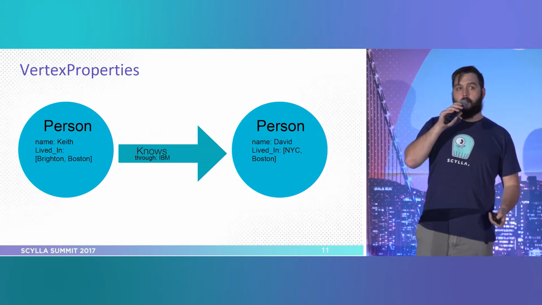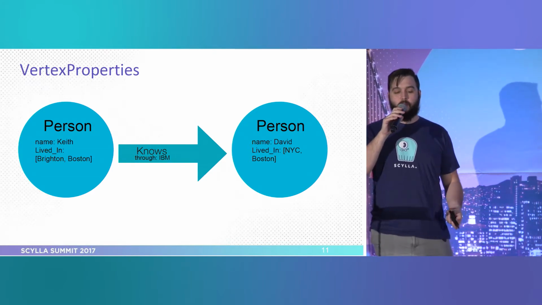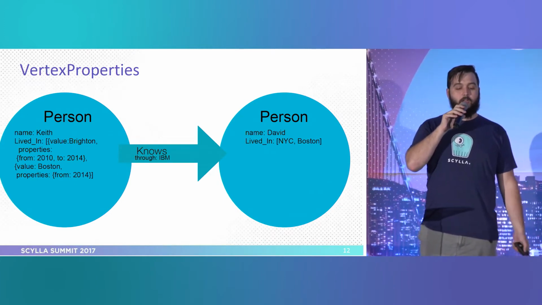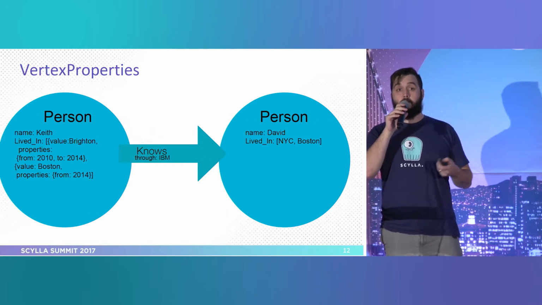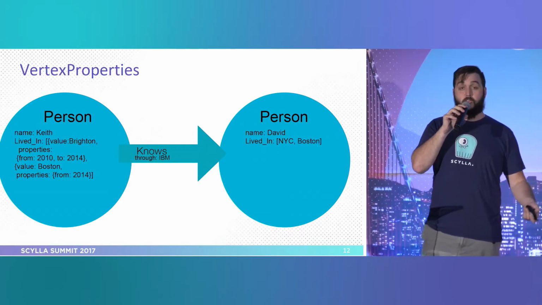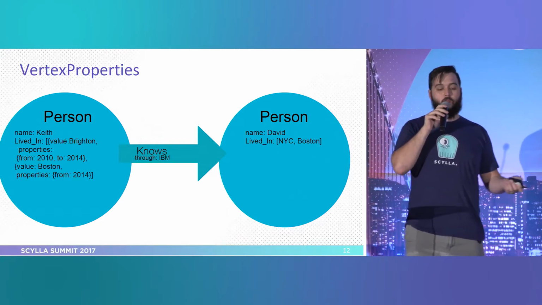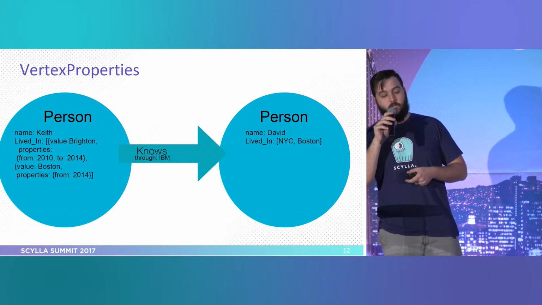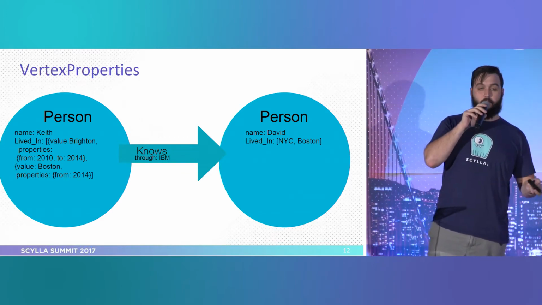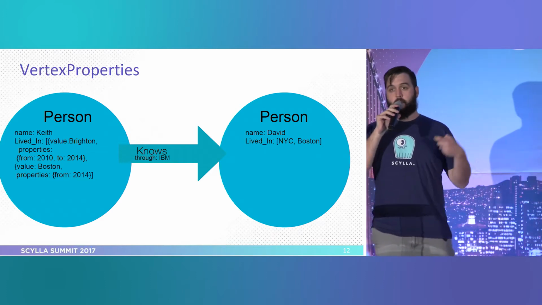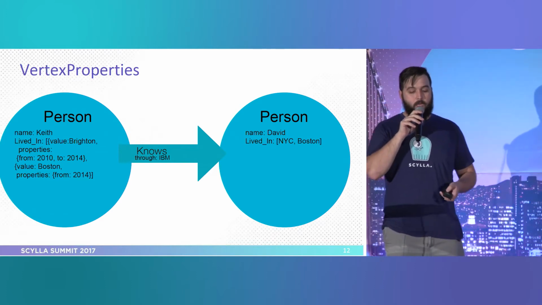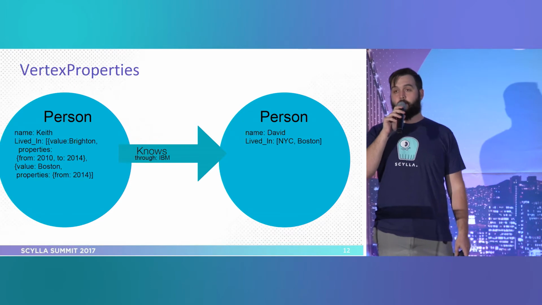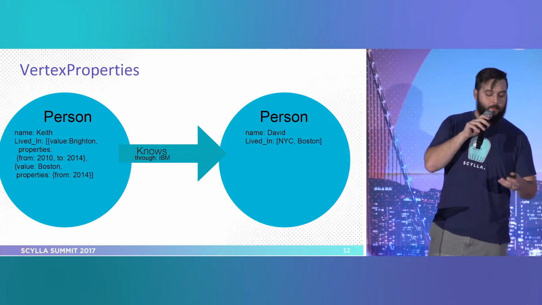Vertex properties are also unique in that they can have what's commonly referred to as meta properties. So here you can see I've added some meta properties to the lived-in values. So for the person Keith, I lived in Brighton from 2010 to 2014, and I lived in Boston proper from 2014 until now. They're not mandatory fields on the value by any means. I have no clue when David actually moved from New York City to Boston, so I just didn't put it on the slide.